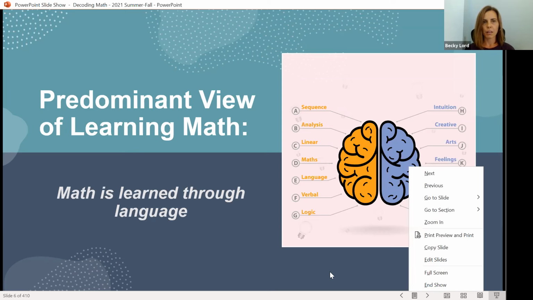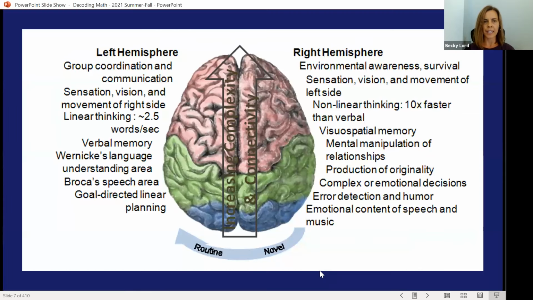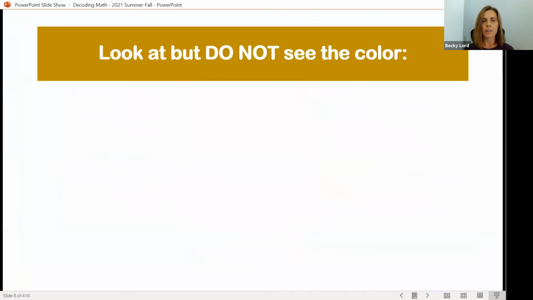Okay, so our left hemisphere here, we just talked about briefly. This is really language reading and more linear thinking. The right hemisphere is where nonlinear and visual spatial thinking happens, which is quite a bit faster actually than linear. Like that idea that a picture is worth 1,000 words. You can take in a lot more through images than you can through language.